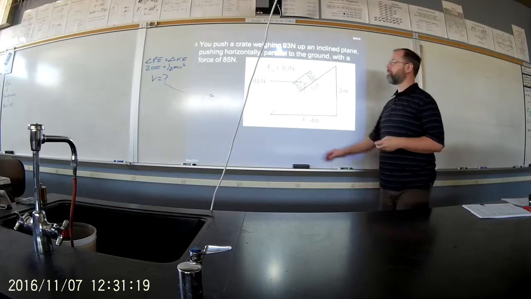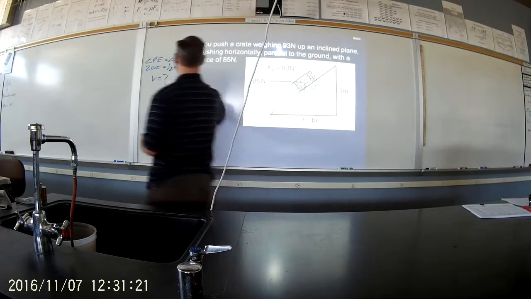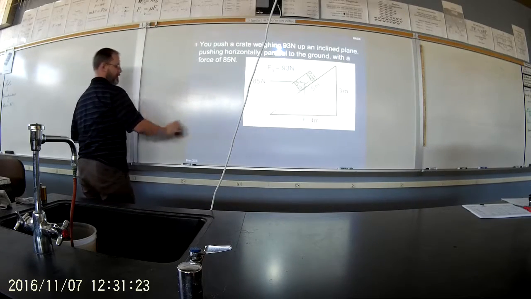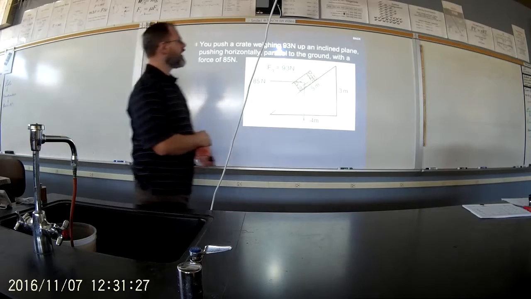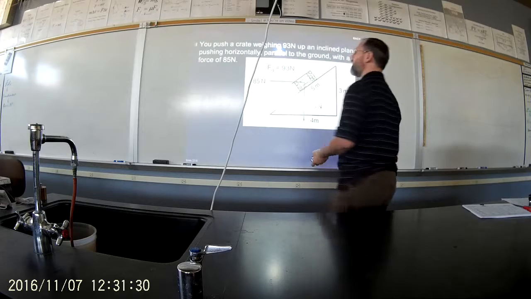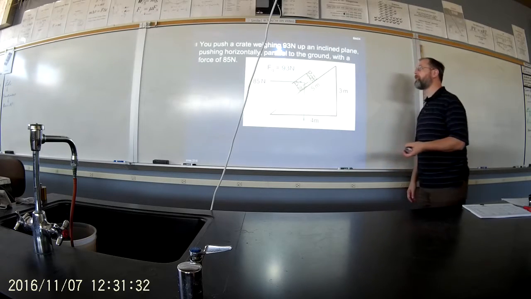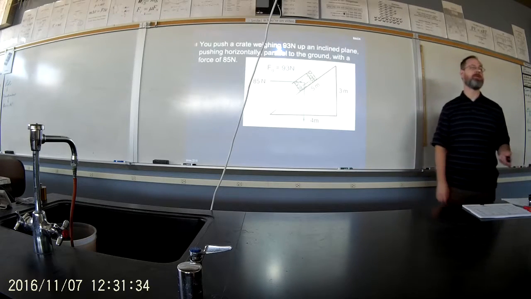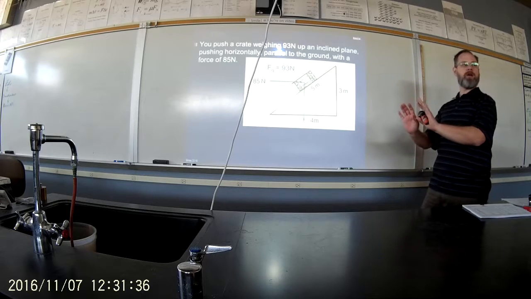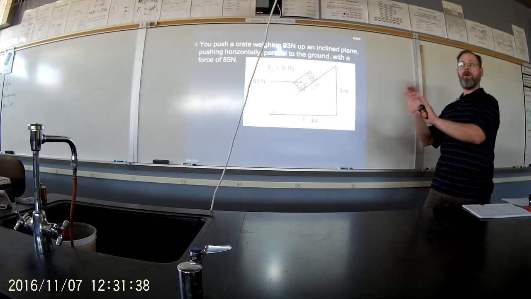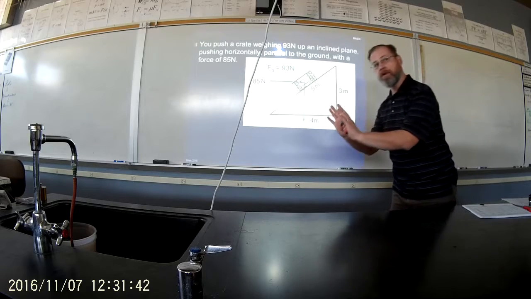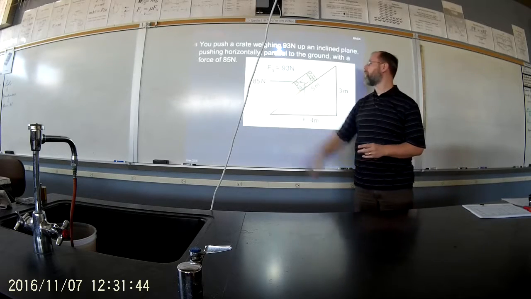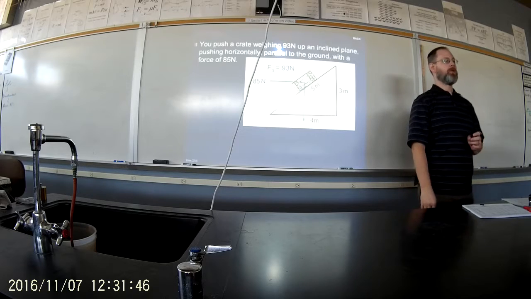Okay, try this. Here's a fun little exercise. You push a crate weighing 93 newtons up an inclined plane, pushing horizontally, parallel to the ground, with a force of 85 newtons. So in other words, you're going to push a crate up an incline. You're going to apply your force horizontally, and you're going to apply 85 newtons.